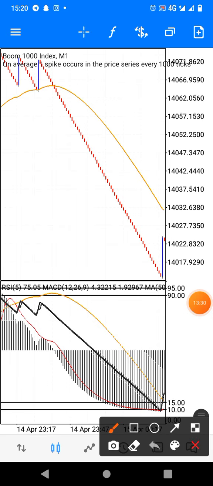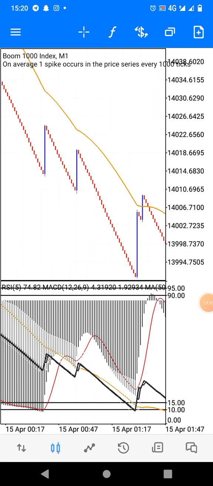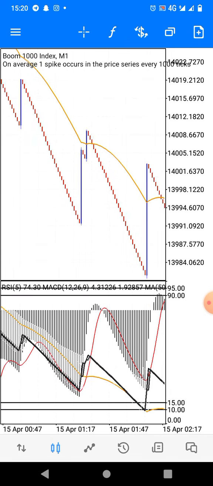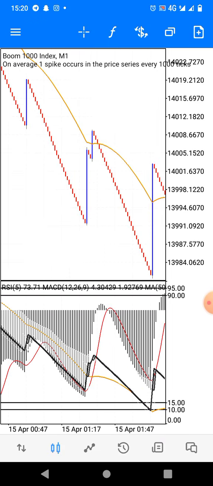So here we have the setup, and what happened? We have that spike to the upside, guys. It was a minor one. If you had moved your stop loss into profit, it will take you out, and then you try again with another one. So you want to catch multiple spikes.